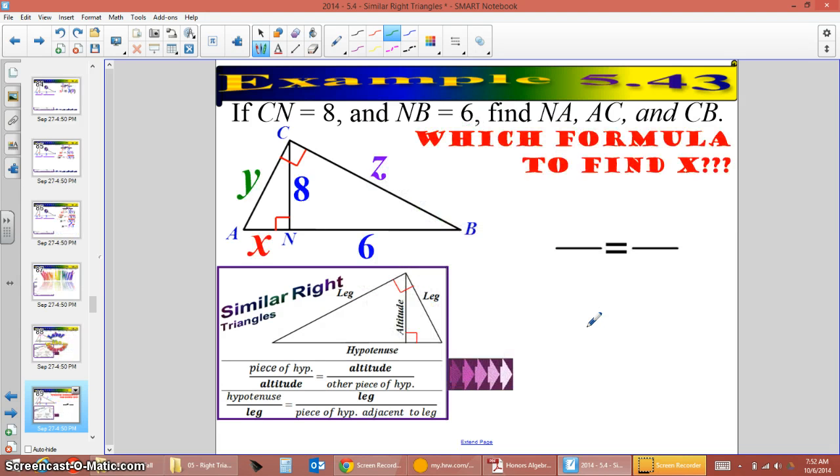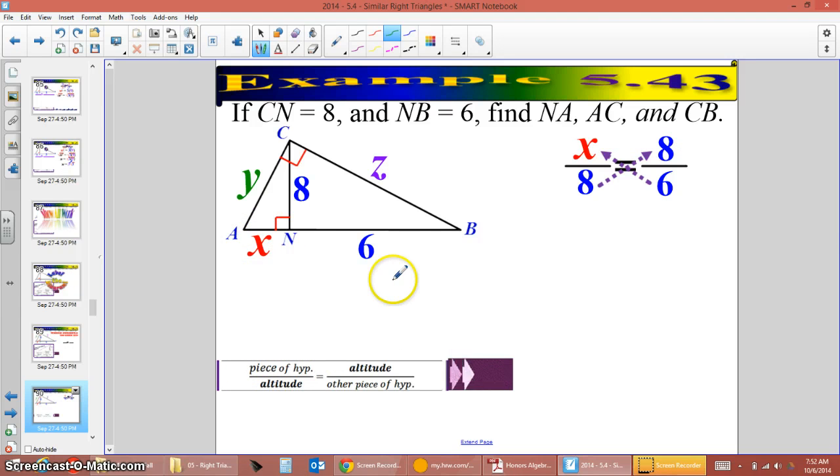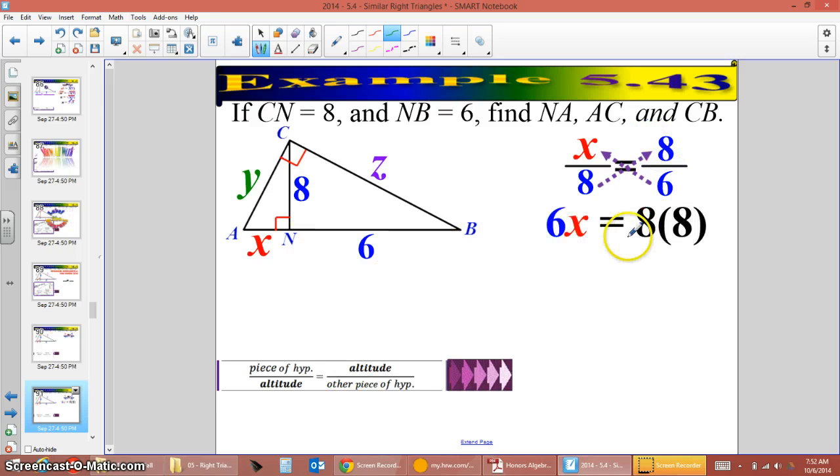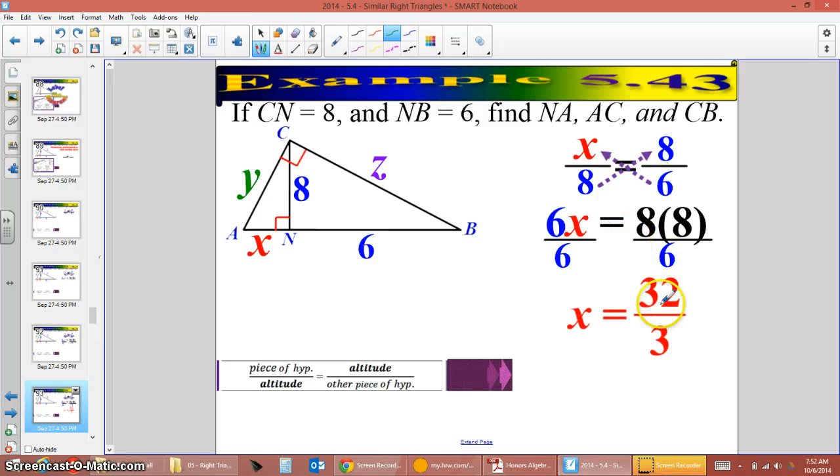CN is 8. So I plug this information in. Tons of information for us. CN is 8. NB is 6. Find NA, AC, and CB. The point that I want to focus on is right here. I know my altitude. That means I'm going to start with using my altitude. So I start plugging in information. The piece of the altitude, x, over 8 is equal to 8 over 6. I cross multiply, I divide over, and I end up with 32/3.